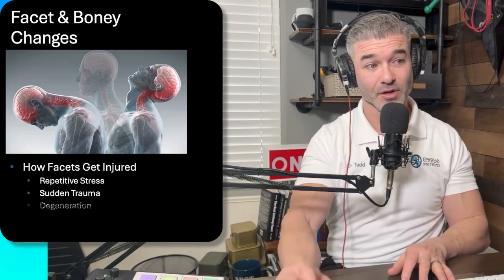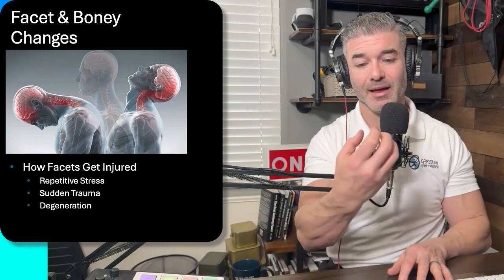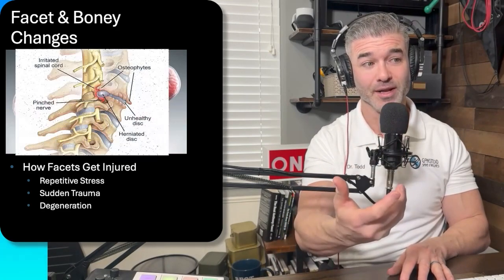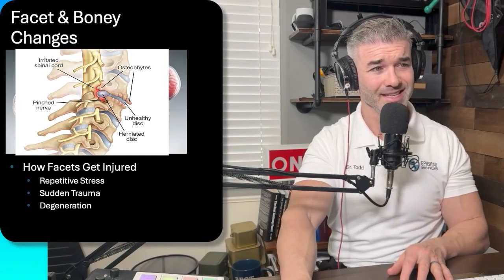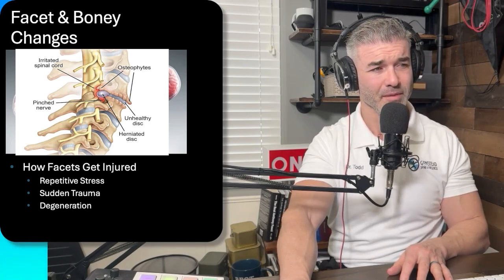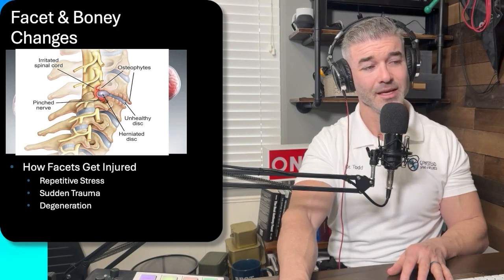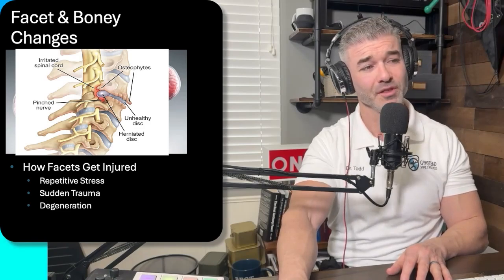So bony changes are not good. This is something that I'll show you a diagram of in a second, of how the facets and the spine in general degenerate. Here we go. Here's the picture. On this one, the spine is facing this direction. So the spinal cord's back here, and you have bone, disc, bone, this herniated disc right here. And look at how the bone has changed over time. You have this osteophyte, or technically in the spine, it's called a spondylophyte. It's a bone spur.